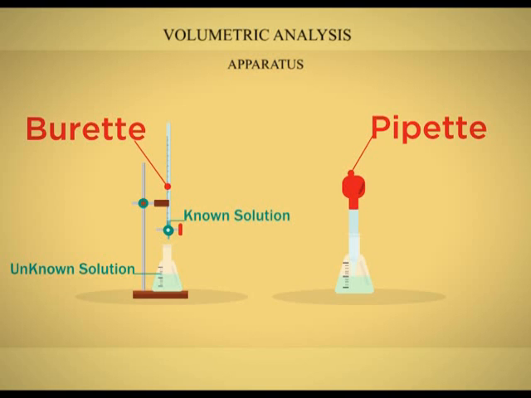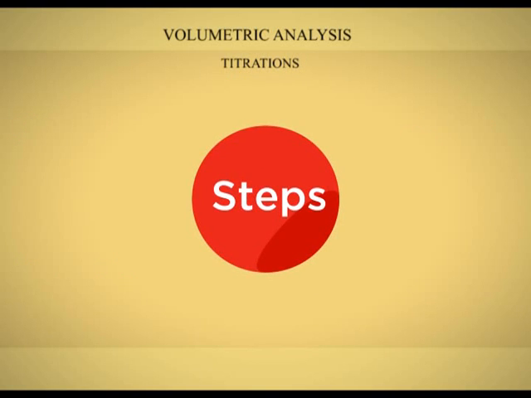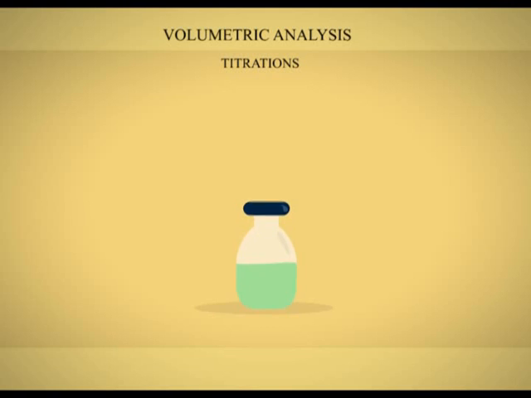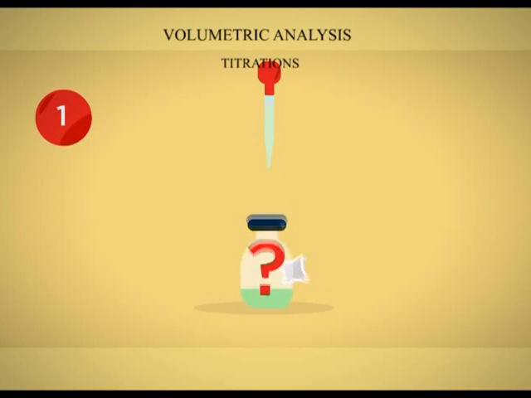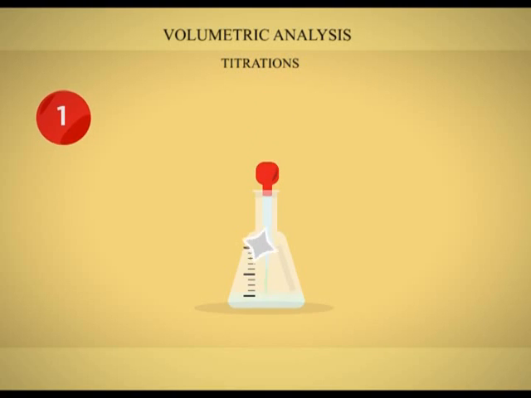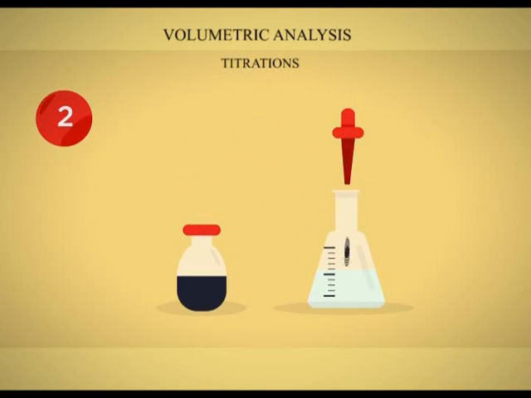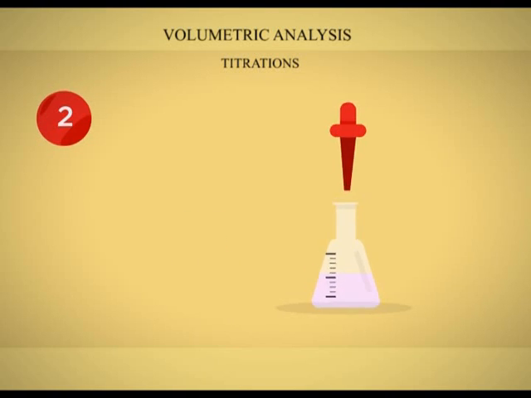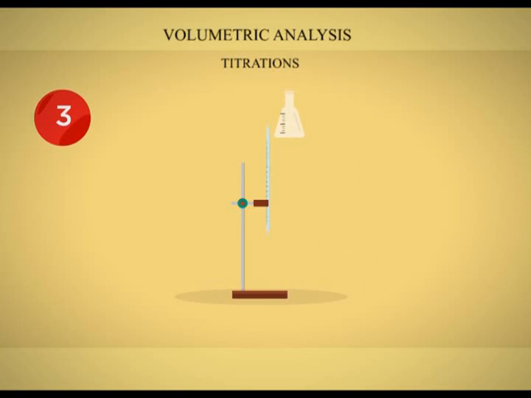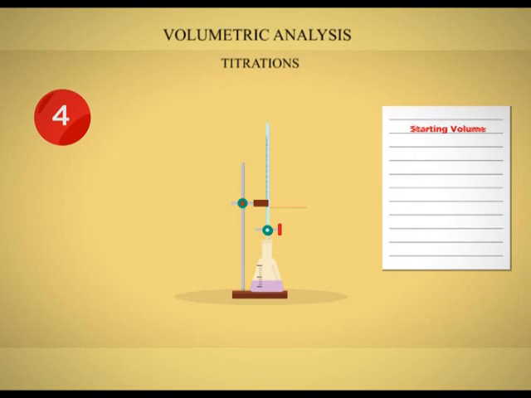A titration experiment basically involves these steps. First, using a pipette, measure a certain volume of the unknown solution and transfer it into the conical flask. Secondly, add a few drops of an indicator. Then, fill the burette with the known solution and record the burette reading as initial reading.